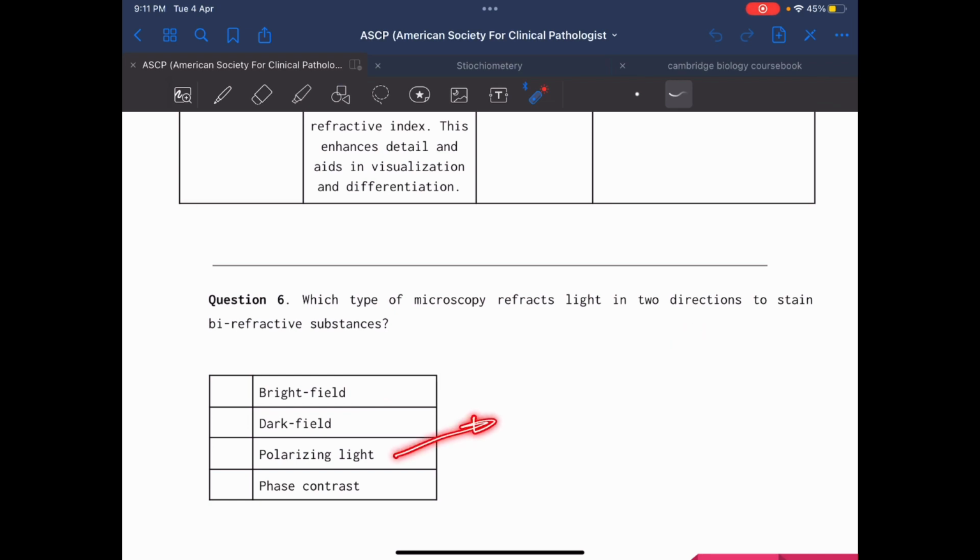Polarizing light is used in elements that have birefractive properties that refract the light in two directions. So the correct answer is polarizing light.